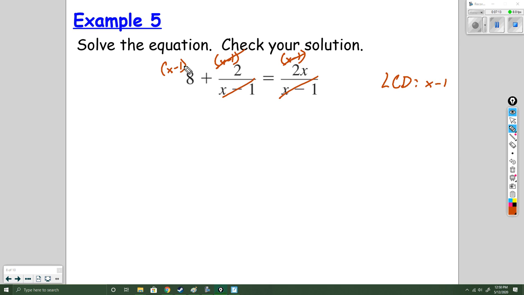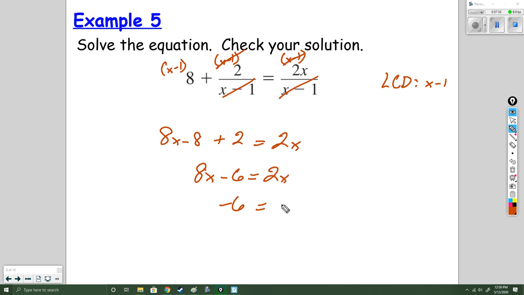Now when we're rewriting it, I'm going to multiply this right away, so we get 8x minus 8 plus 2 equals 2x. Let's combine like terms here. 8x minus 6 equals 2x. Get our constants on one side, variables on the other, so I'm going to subtract 8x. Get negative 6x, divide by negative 6, we get x equals 1.